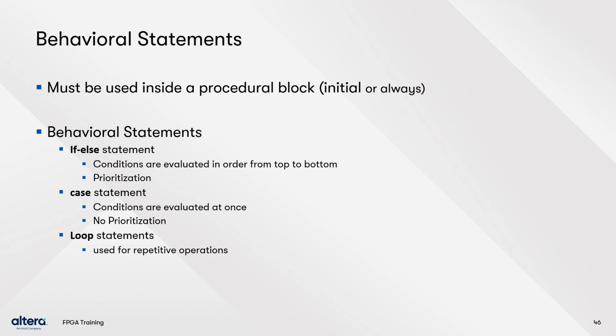We will now talk about 3 types of behavioral statements you can use inside a procedural block: if-else, case, and loop statements. If-else statements are evaluated in order from top to bottom. This results in prioritization. The first condition that is true results in the corresponding sequence of statements to be executed. Case statements evaluate all conditions at once. This results in a circuit with no prioritization. All possible conditions must be evaluated when using a case statement. The default clause covers all cases not specifically stated. Loop statements are used for repetitive operations. These statements will be expanded in hardware.